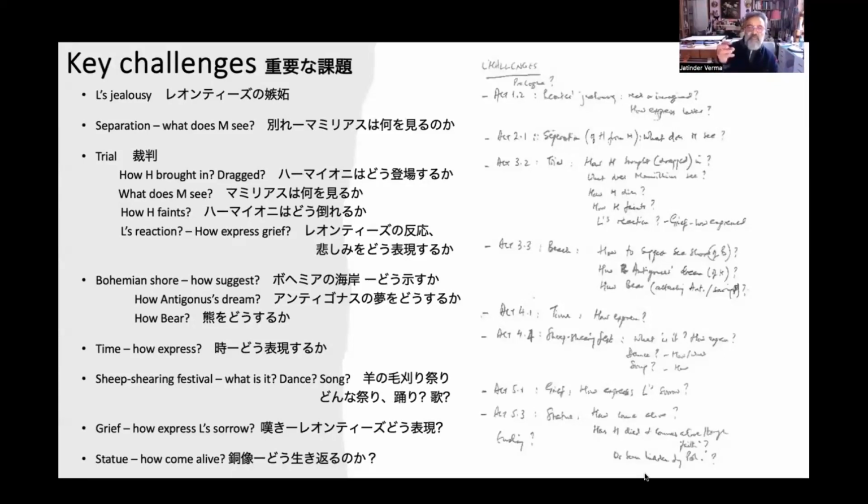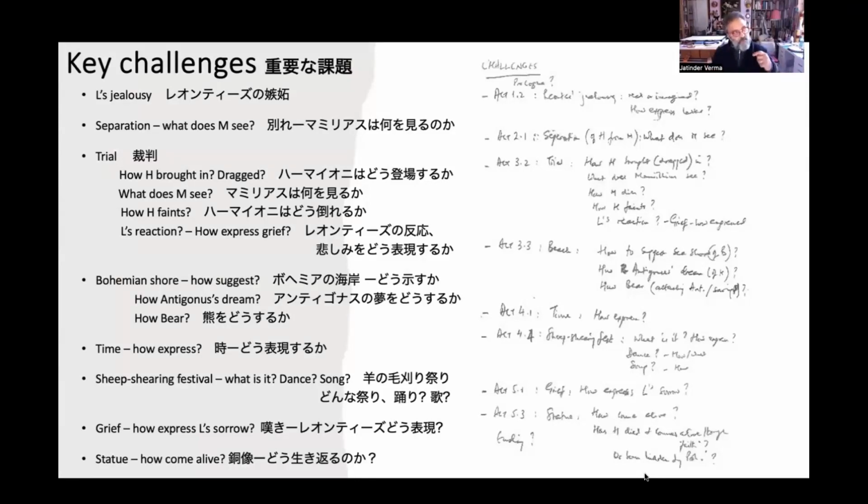What does Mamilius see? Shakespeare doesn't tell us anything, doesn't give words, but I thought it was very important that Mamilius saw this. But what does he see? Does he see his parents arguing? Does he see his father possibly slapping his mother? So a really important moment. The trial of Hermione. How is she brought in? Is she dragged in? Is she stripped of all her royal clothes?